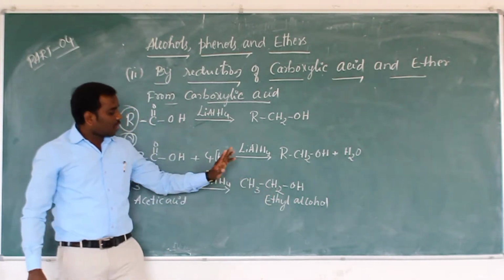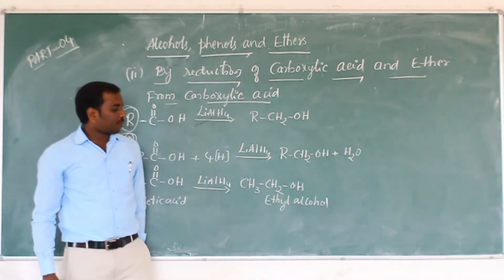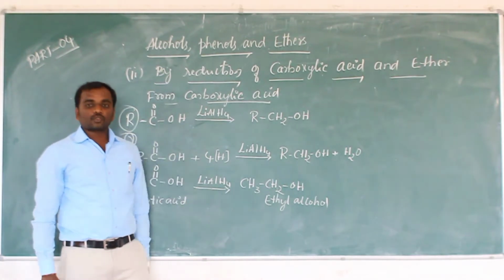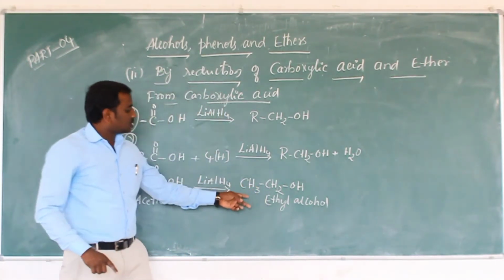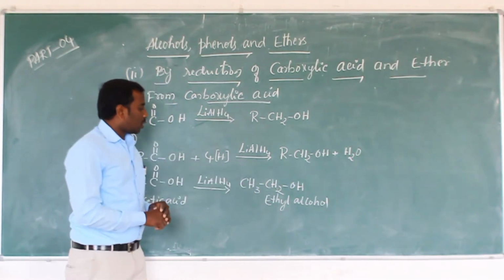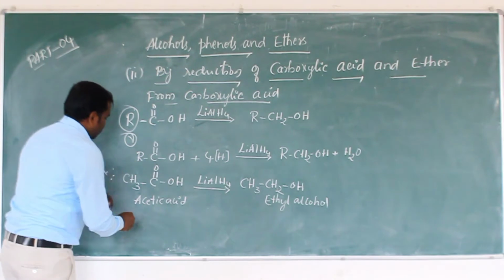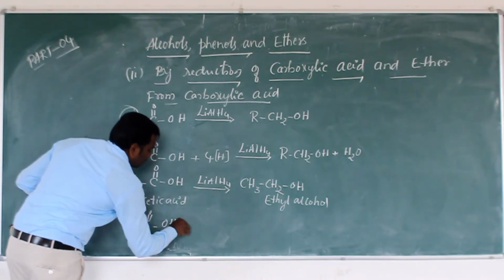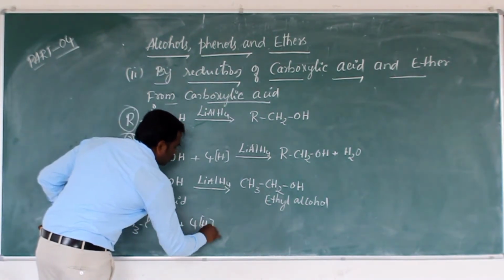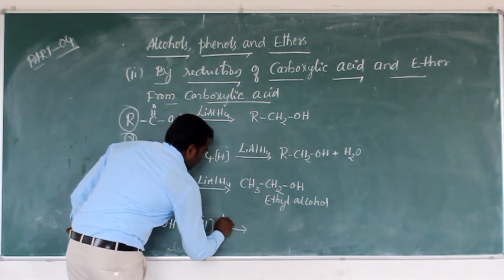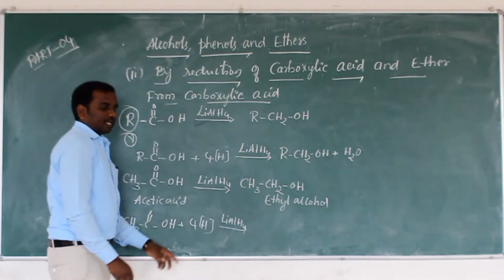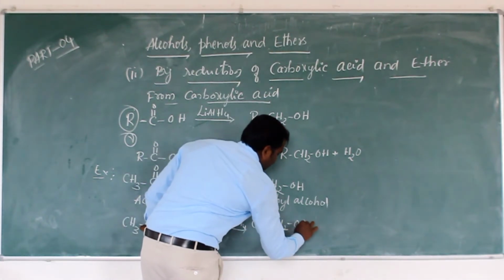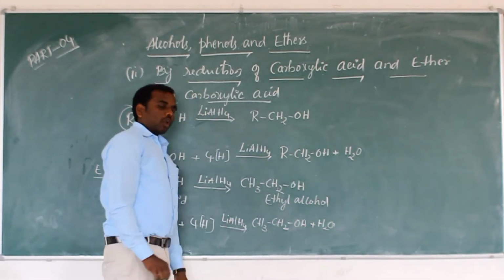Which is primary alcohol? Primary alcohol means, as we already know, that the hydroxyl group is directly attached to the first carbon atom. One more example: CH3, C double bond O, OH, reduced with four molecules of hydrogen in the presence of lithium aluminium hydride, forms CH3CH2OH plus H2O. The primary alcohol is formed.